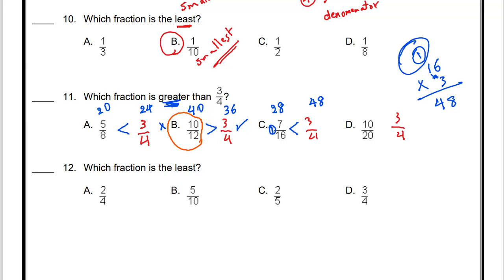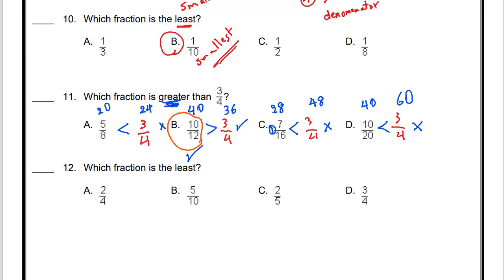And the last one, 20 times 3 equals 60. Okay, just give me a second. Okay, this is 60. And 4 times 10, 40. So this one is less than, and we need greater, so this one is wrong, and also this one is wrong, and we are sure now that this one is the one which is greater than 3/4. Great work, Ali, thank you.